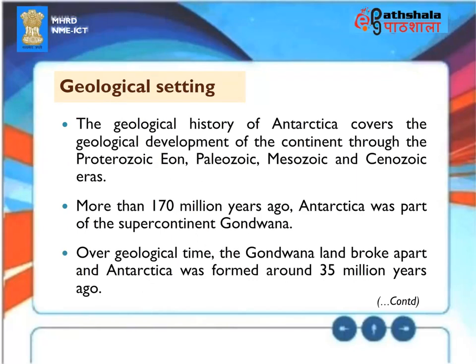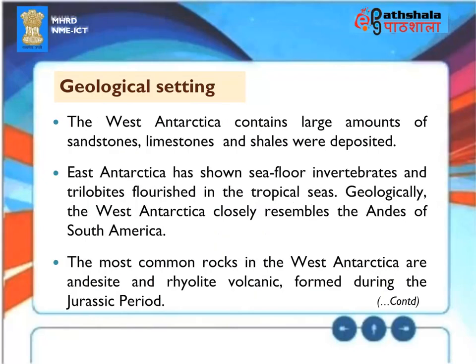Geologic setting. The geological history of Antarctica covers the geological development of the continent through the Proterozoic eon, Paleozoic, Mesozoic, and Cenozoic eras. More than 170 million years ago, Antarctica was part of the supercontinent Gondwana. Over geological time, Gondwana broke apart and Antarctica was formed around 35 million years ago. West Antarctica contains large amounts of sandstones, limestones, and shales that were deposited. East Antarctica has shown seafloor invertebrates and trilobites that flourished in the tropical seas.